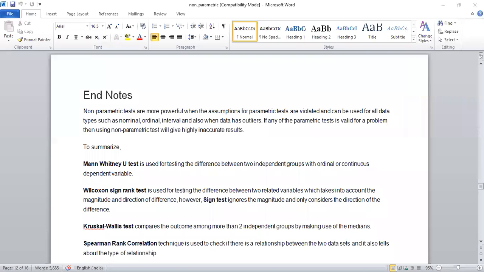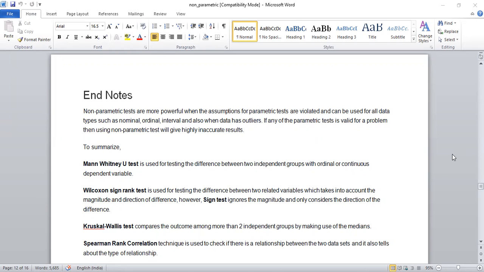So this is what we have covered. Non-parametric tests are more powerful when the assumptions for parametric tests are violated, and can be used for all data types such as nominal, ordinal, interval, and also when data has outliers. And if any of the parametric tests is valid for a problem, then using a non-parametric test will give highly inaccurate results. Parametric tests have more statistical power because they consider the mean.